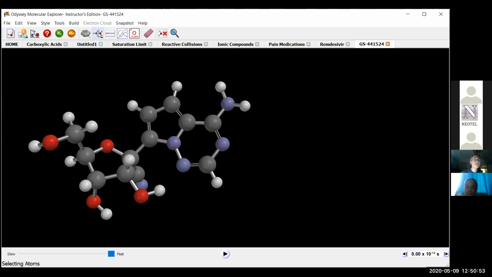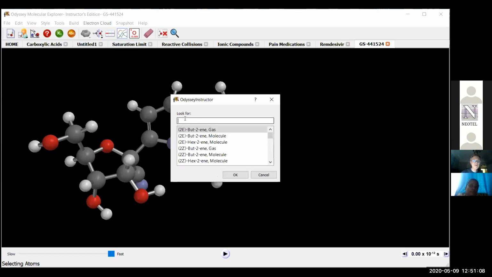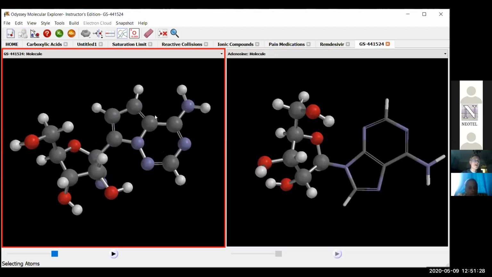So this here now is amazingly similar, and this is why it has to do with its biological action, with adenosine. But let me do a side-by-side comparison with something I will now get from the stockroom. Search for more systems. And I will type in here adenosine. So it appears, of course, in one of the 4 bases, both for RNA and DNA. RNA is the relevant one for the coronavirus. I do here adenosine molecule. So this came from the stockroom. This here I built from scratch.